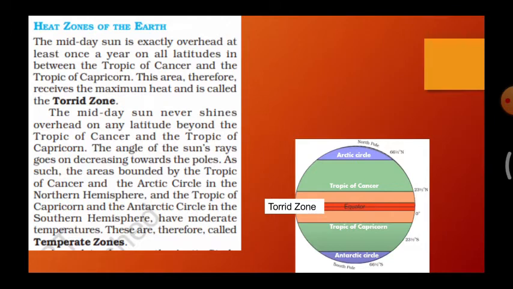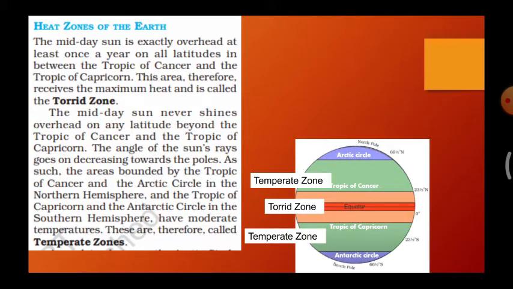The midday sun never shines overhead on any latitude beyond the Tropic of Cancer and the Tropic of Capricorn. The angle of the sun rays goes on decreasing towards the poles. As such, the areas bounded by the Tropic of Cancer and the Arctic Circle in the northern hemisphere, and the Tropic of Capricorn and the Antarctic Circle in the southern hemisphere have moderate temperature. These are therefore called temperate zones.